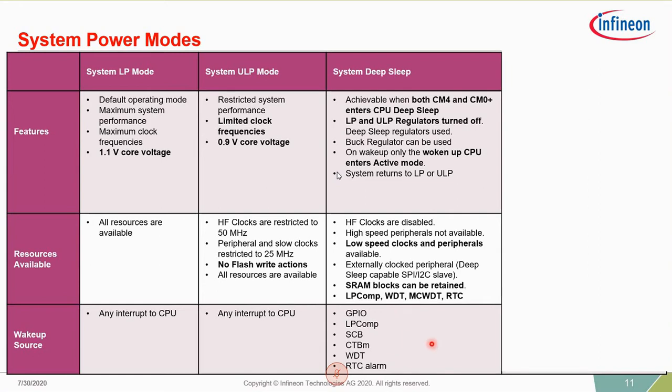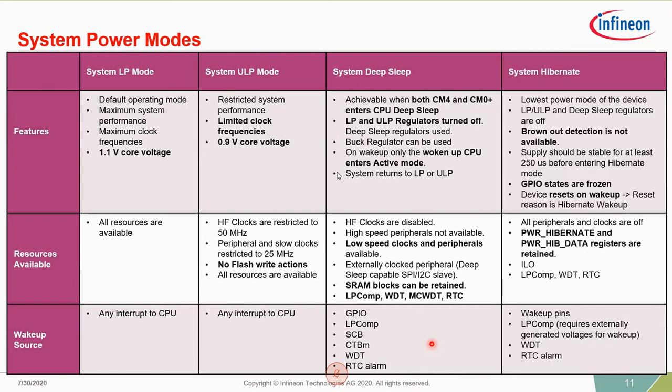Now moving on to the final system mode. System hibernate mode is the lowest power mode of the device. Here all the regulators are off. Brownout detection is not available. As a result, the supply should be stable for at least 250 microseconds before entering hibernate mode. In hibernate mode, the GPIO states are frozen. And when the device wakes up from hibernate mode, it performs a reset, and the reset reason is set to hibernate wake up.